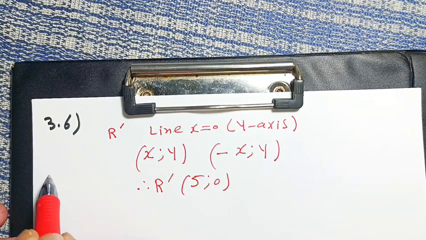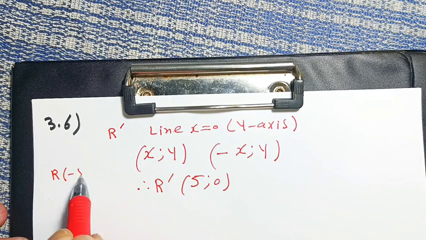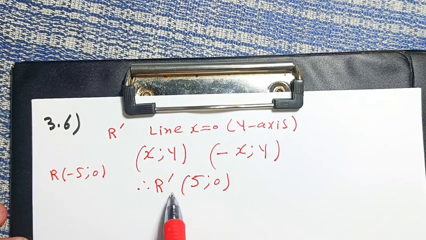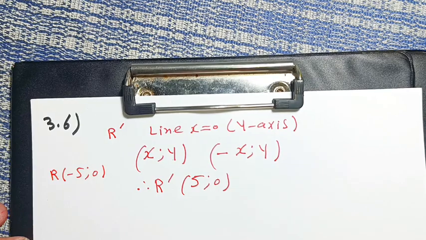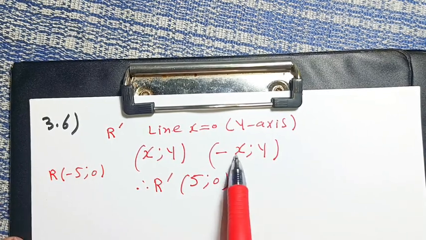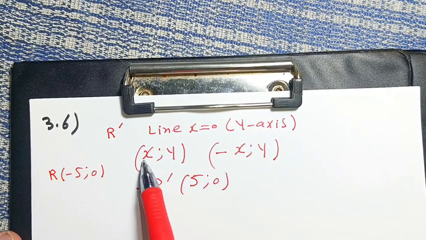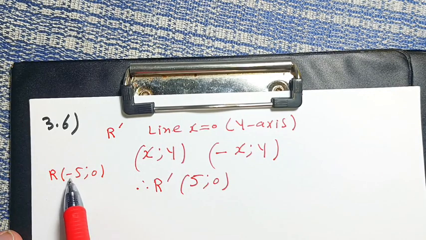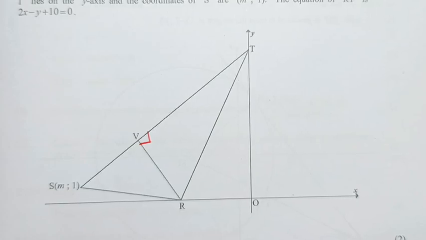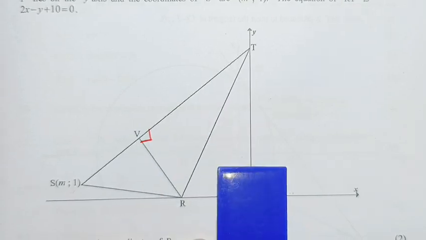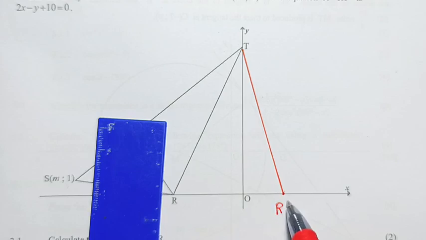Must remember R coordinates we got negative 5 and 0, R prime positive 5 and 0, because we change the sign of x, so the negative becomes positive, negative, negative, positive, right? So he said we need to find the area of RVTR prime. So RVTR prime obviously is going to be here. So the R prime is here.